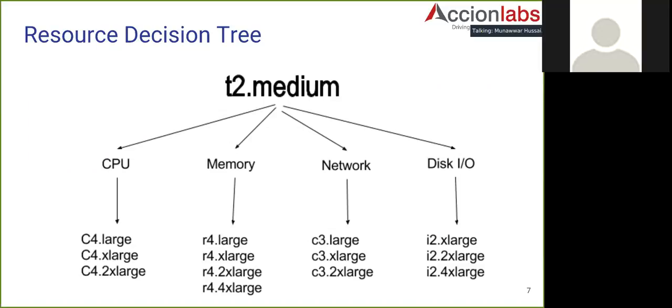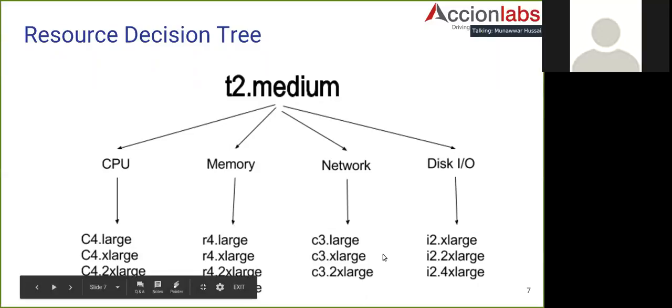Initially we test your web application on T2 medium, and it tries to infer whether it is CPU, memory, or network. If it comes to the conclusion that it is a memory intensive application, it tries these instances: R4 large, then R4X large.